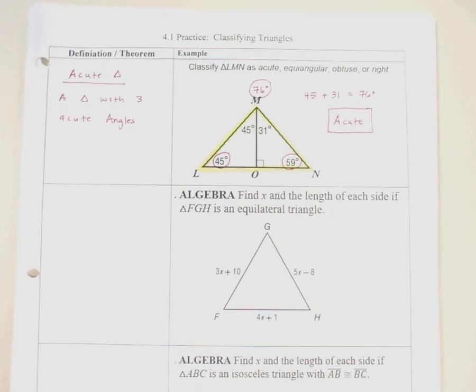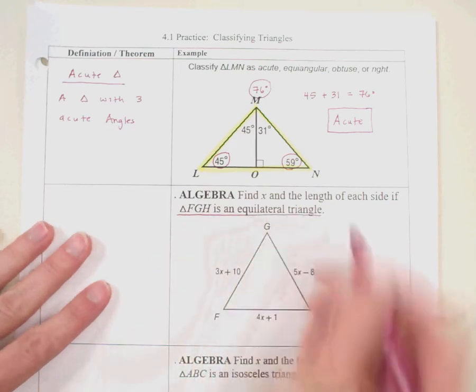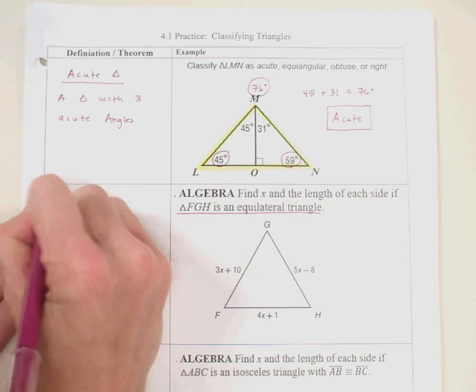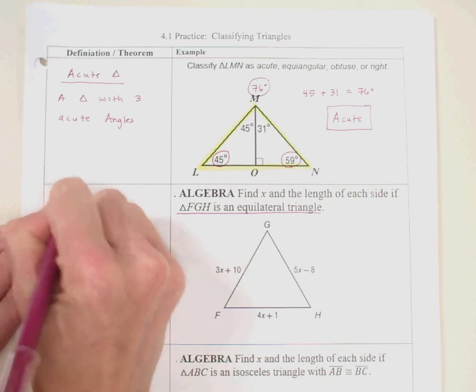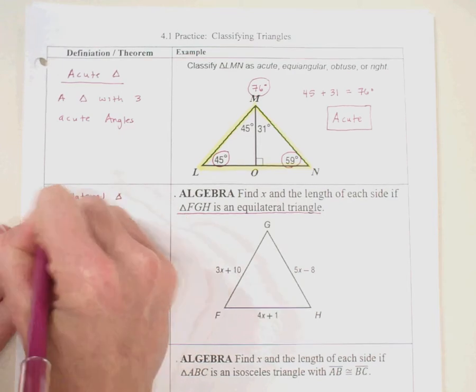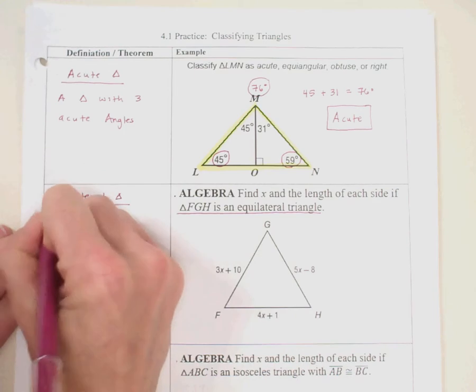Problem number 2 says find x and the length of each side if triangle FGH is an equilateral triangle. First of all, I'm told that triangle FGH is an equilateral triangle. Well, that's one of my definitions, so I'm going to put that out to the side. An equilateral triangle is a triangle with all sides congruent.